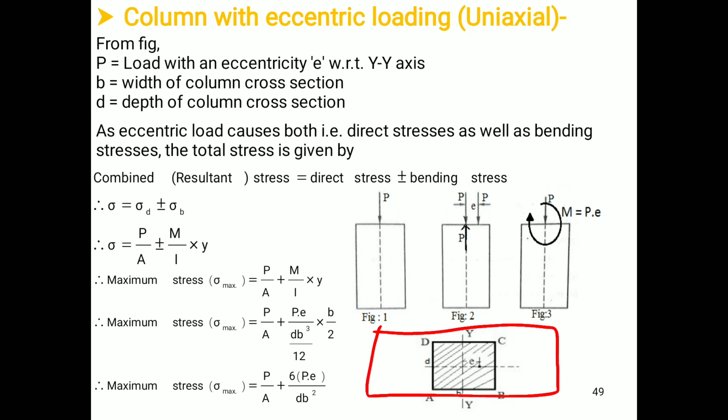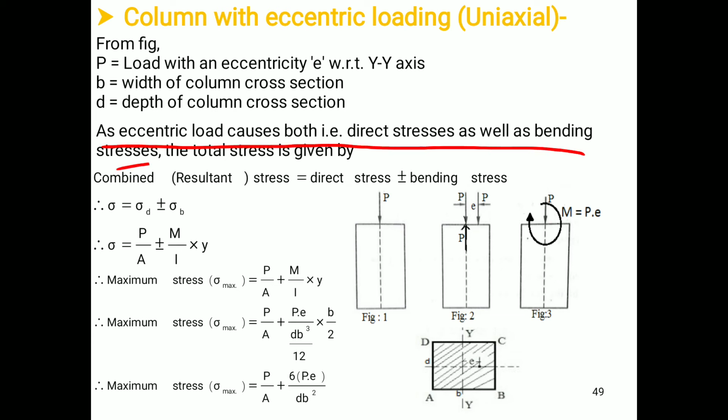From this figure we can easily see that P is the value of load with an eccentricity of e with respect to the YY axis. This b is the width, and d is the depth of the column cross section. As discussed earlier, all of you know that eccentric load causes both direct stresses as well as bending stresses.